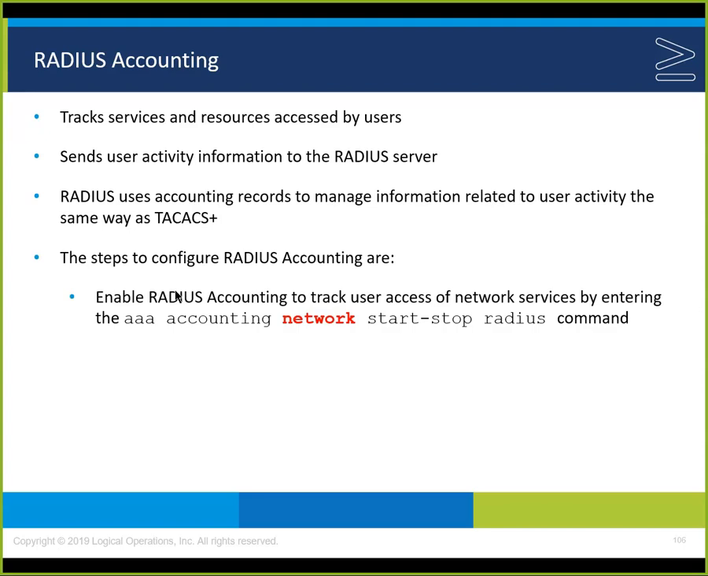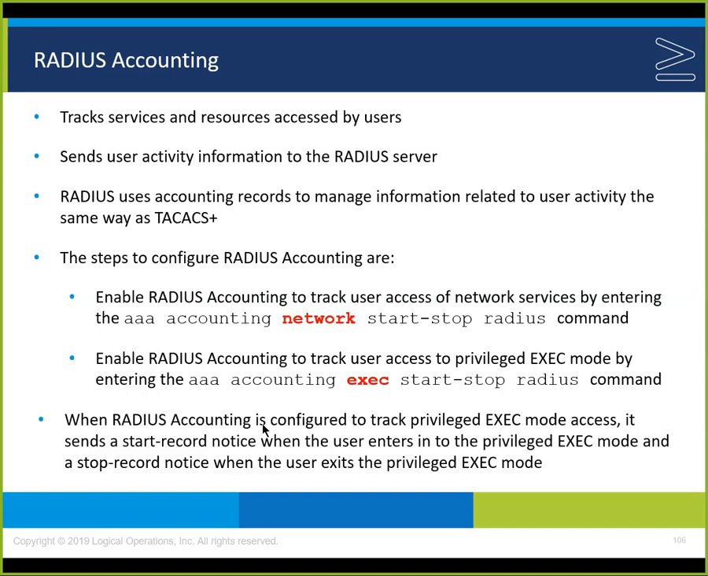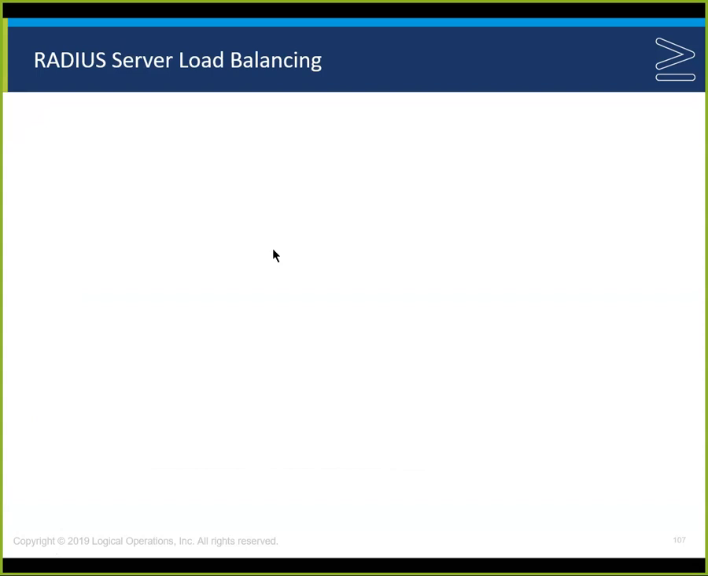The steps to configure the Radius are the same as before. Network start stop radius. Exec start stop on the radius server. Accounting exec start stop radius. Accounting network. So what are we going to measure? And this one's the same with the privilege exec mode. When a session starts, it gets recorded. When it stops, it gets recorded. Again, not the extensive configuration that we might expect.